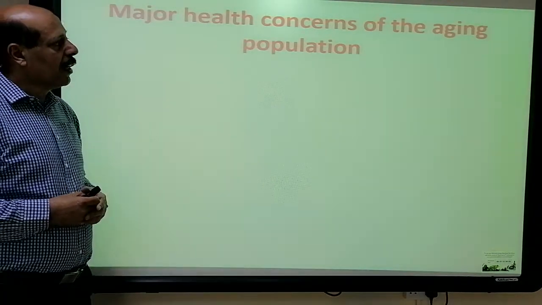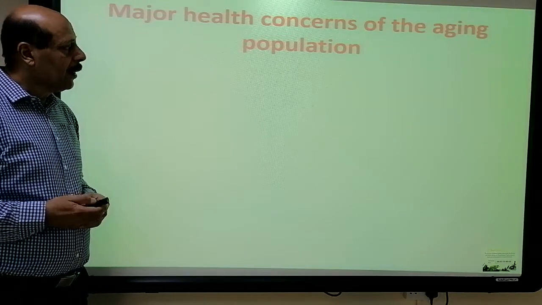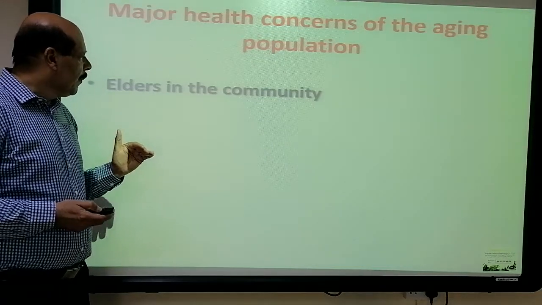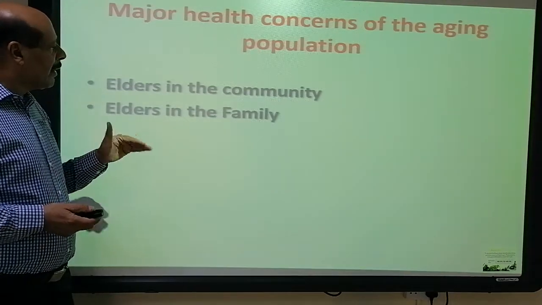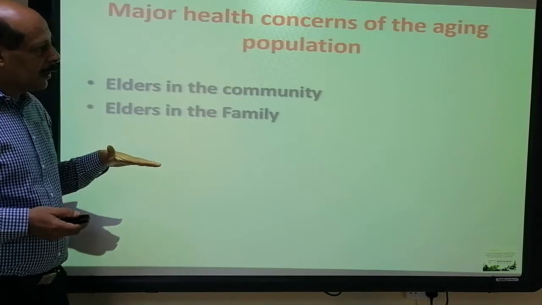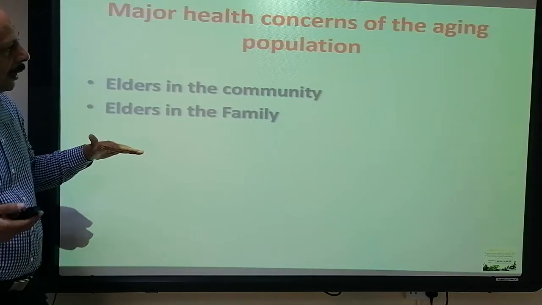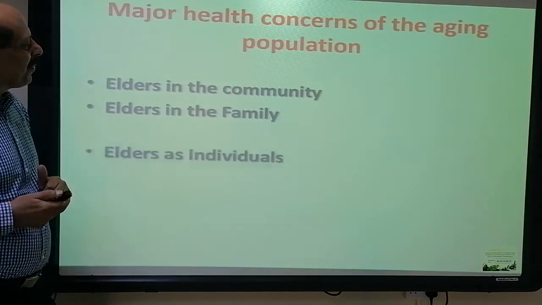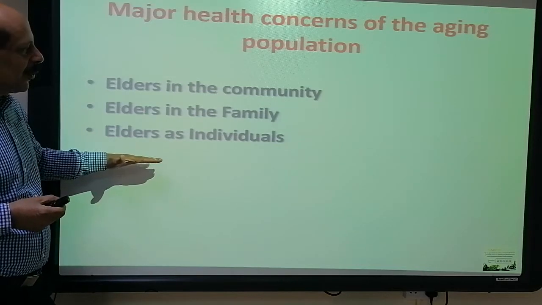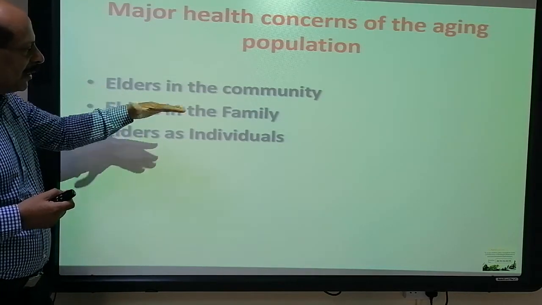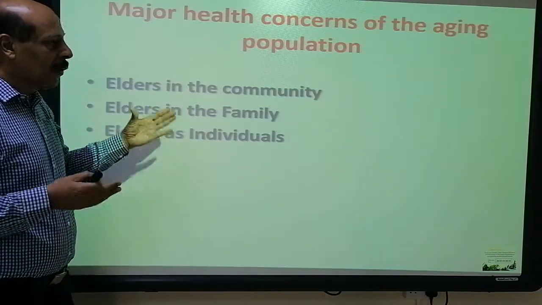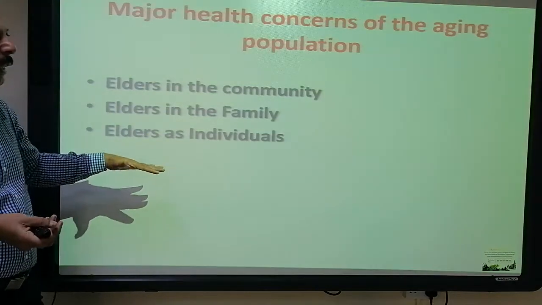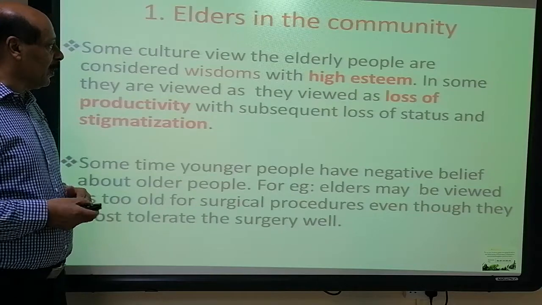Major health concern of the aging population: the elder in the community and the elder in the family. So we are dealing with those in their family and in the community. Elder as an individual. So we'll take the elder person in the community as a whole. We have to consider them as a family member, and we have to consider the elderly as an individual.